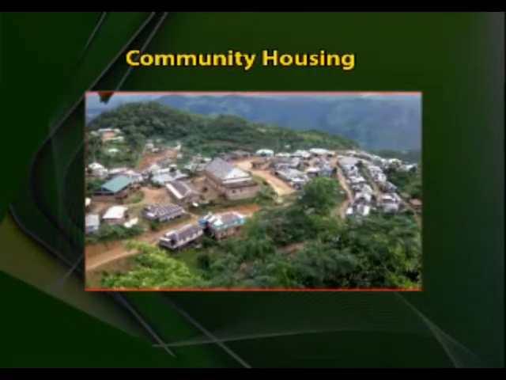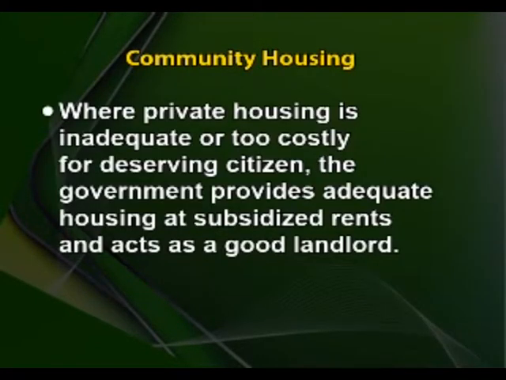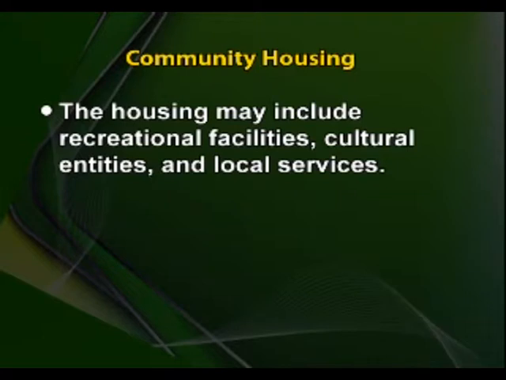In the name of marketization, in the name of globalization, nowadays a lot of private institutions are coming and charging heavily all over the country. So, the government's duty is to control and regulate these things. Community housing: where private housing is inadequate or too costly for deserving citizens, the government provides adequate housing at subsidized rents and acts as a good landlord. The housing may include recreational facilities, cultural entities, and local services.